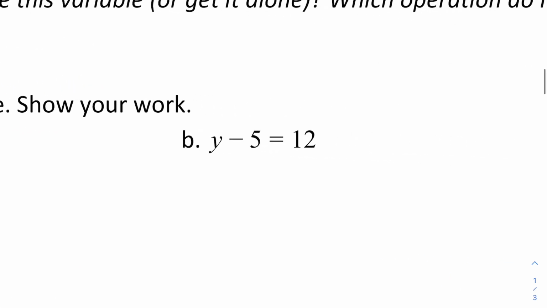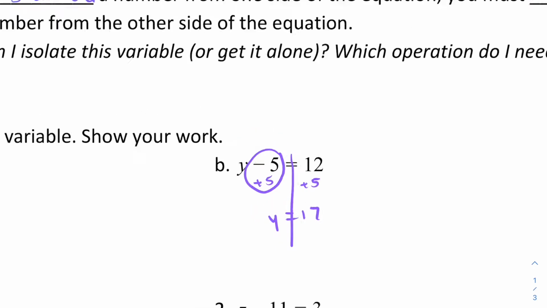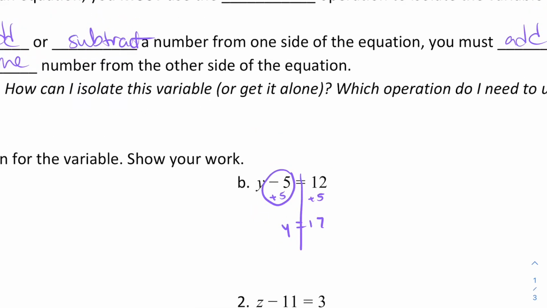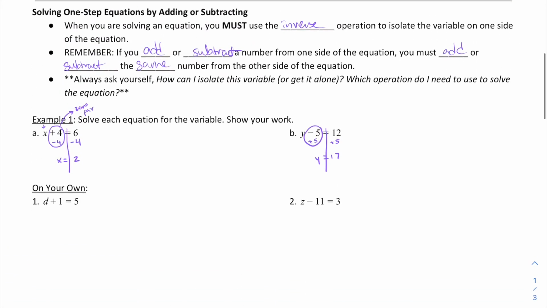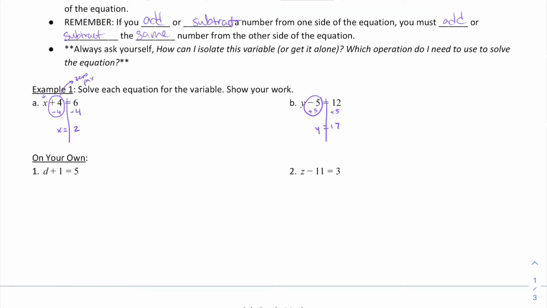Letter B, same thing. If it helps, you could draw a line. I have y minus 5, so I have to do plus 5. Remember, I need to create a zero pair every single time. Here, y is equal to 17. This is how I want you to show work every single time. So yes, you do need to show work, even though you can do it in your head. Do 1 and 2 on your own.